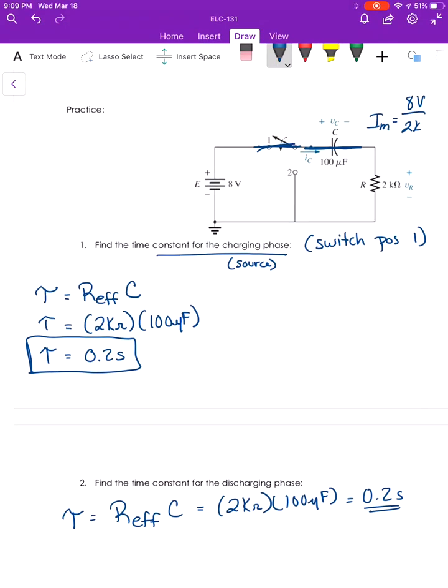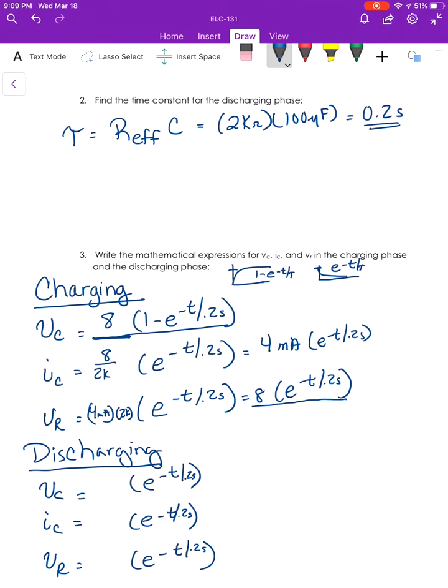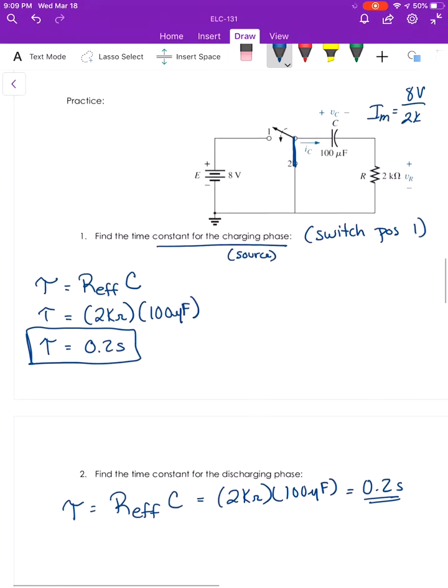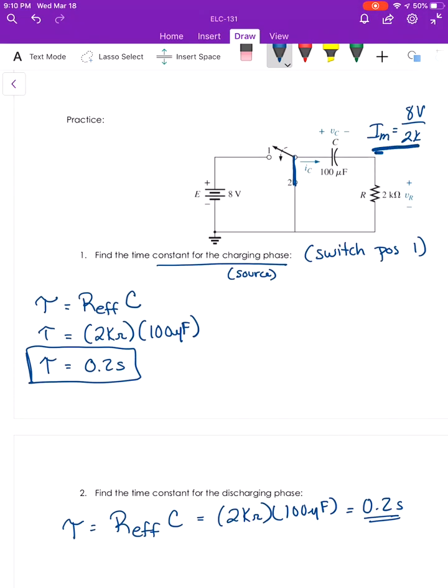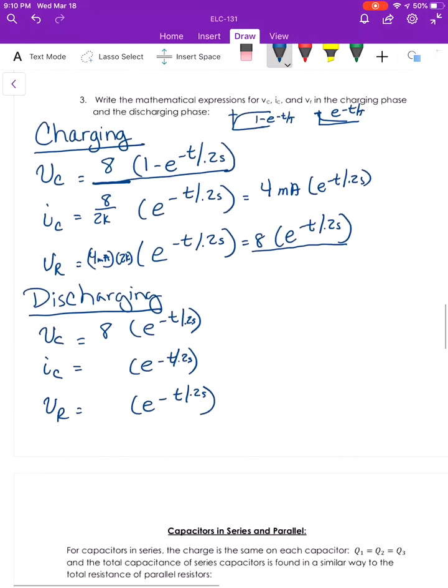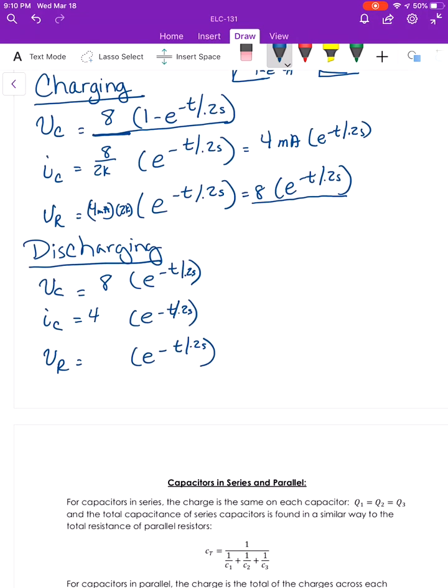So V sub C in the discharge phase, if we allow that capacitor to charge all the way up to 8 volts, that's where we're going to start. We're going to start at 8 volts and go down to 0. And for I sub C, really we're starting at the same current, right? Because if we're starting at 8 volts here, we've got 8 volts across 2K ohms of resistance. So we're going to start at the 4 milliamps and go down to 0 from there.